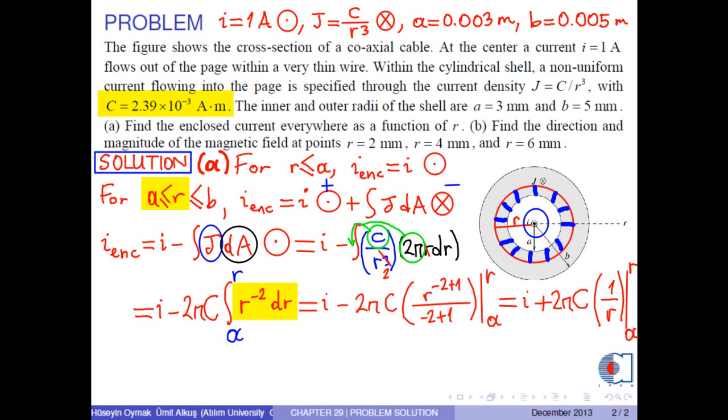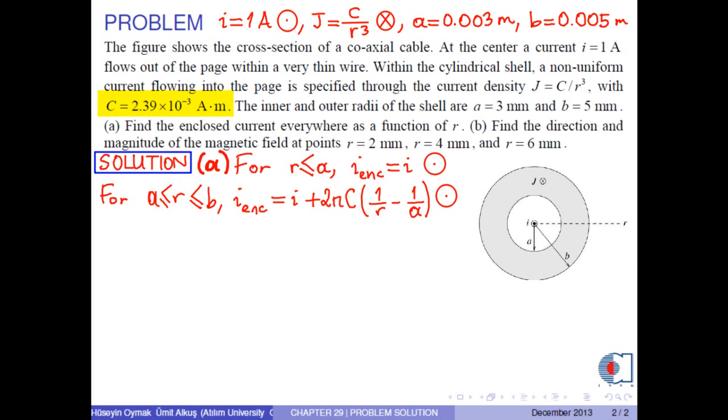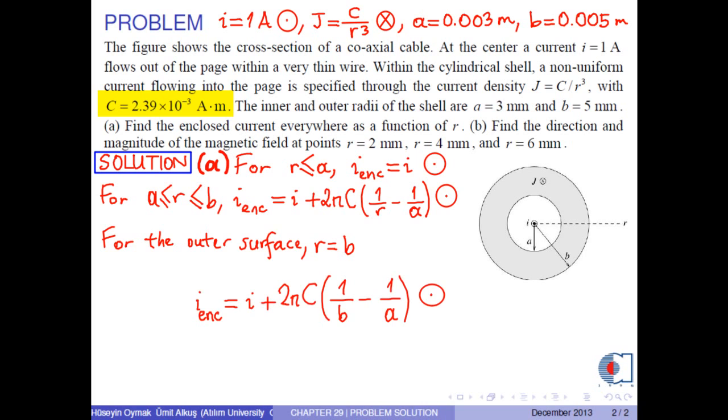After taking the integral, we obtain I plus 2 pi C times 1 over r with the limits a and r. So we can write I plus 2 pi C times (1 over r minus 1 over a) out of the screen. Note that for the outer surface r equals b, then I enclosed is I plus 2 pi C times (1 over b minus 1 over a), which is out of the screen.